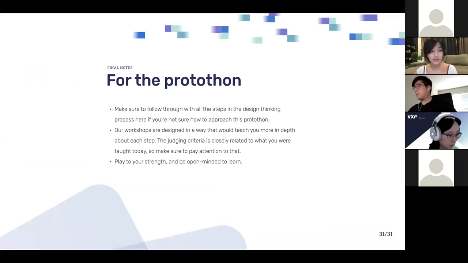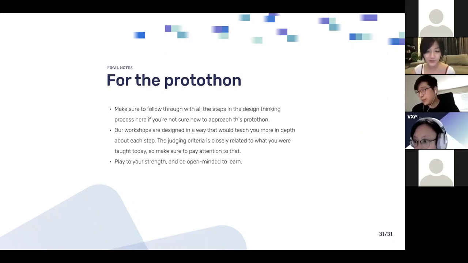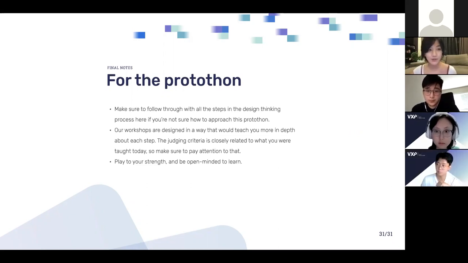Okay, so just some notes for the competitors. How could you utilize this problem solving model in the Proton itself? Make sure to follow through with all the steps in the design thinking process here. If you're not sure how to approach this Proton, our workshops are actually designed in a way that will teach you more in depth about each step.